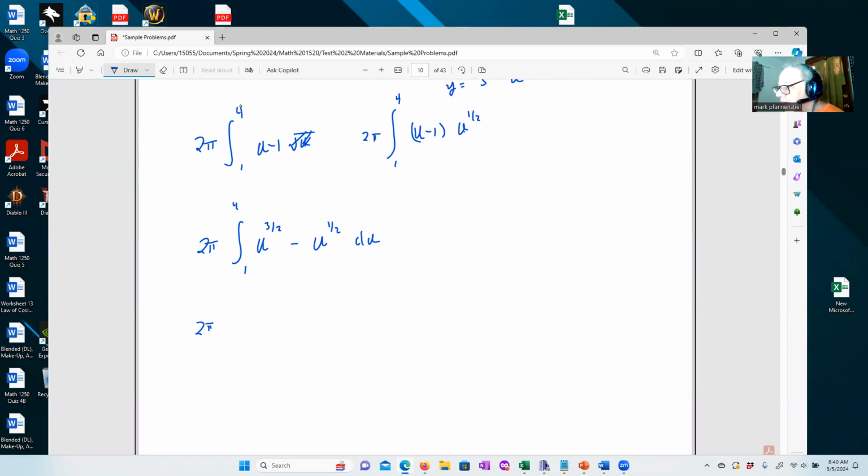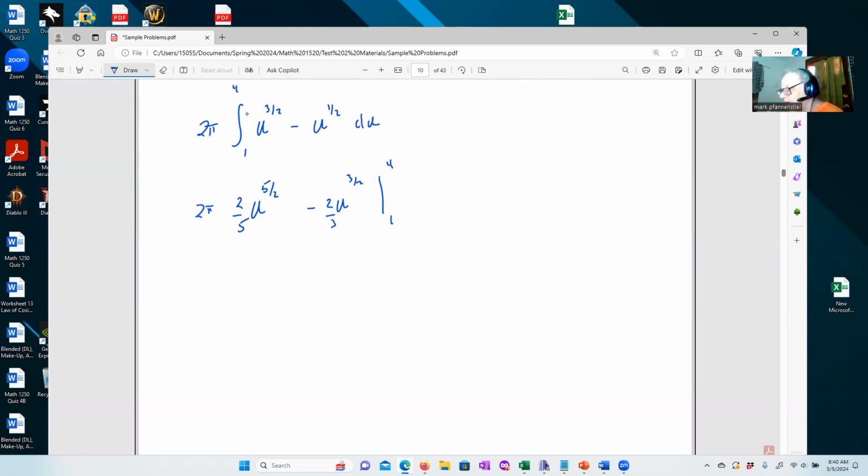So this is going to be 2 pi. We have u to the 3 plus 2 is going to be 5/2. We have a 2/5 out here. Minus, we have a u to the 3/2. We have a 2/3 here. And we are going from 1 to 4. And I think this is going to go ahead and finish off our integral for us. Okay, so we just plug these in.